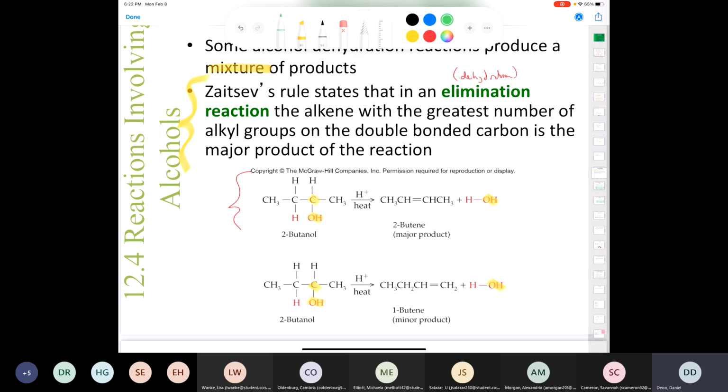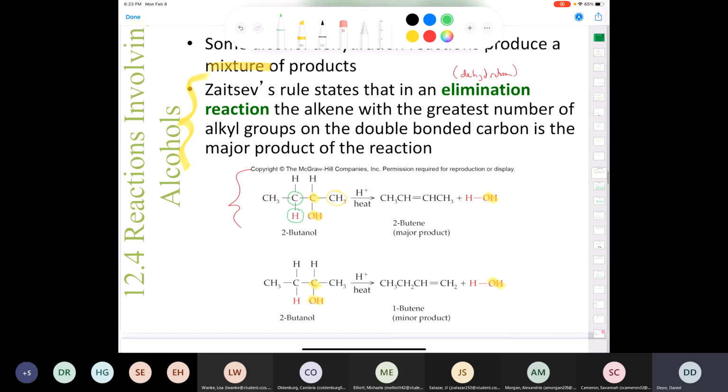There are two carbons next to the carbonyl carbon. There's this one here that I'm circling in green, and there's this one that I'm circling in yellow. Now, the hydrogen that they're taking to form the water molecule is from the carbon highlighted in green. They're taking this one here. How do I know if they took that one? Because the double bond is in the middle, right? It's between those two carbons.